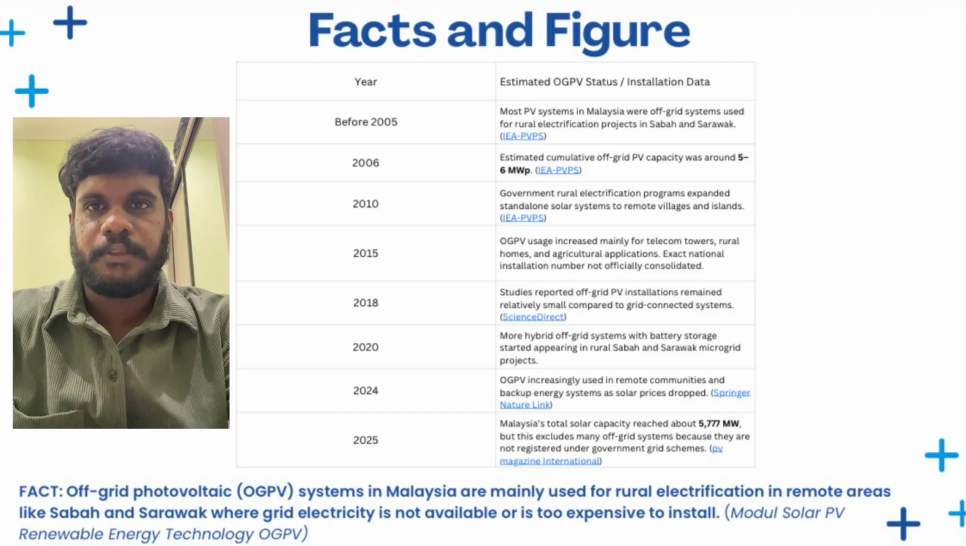By 2025, Malaysia's total solar capacity reached about 5,777 megawatts, showing rapid growth in renewable energy development. Overall, this shows that off-grid PV systems are becoming increasingly important for sustainable electricity supply.